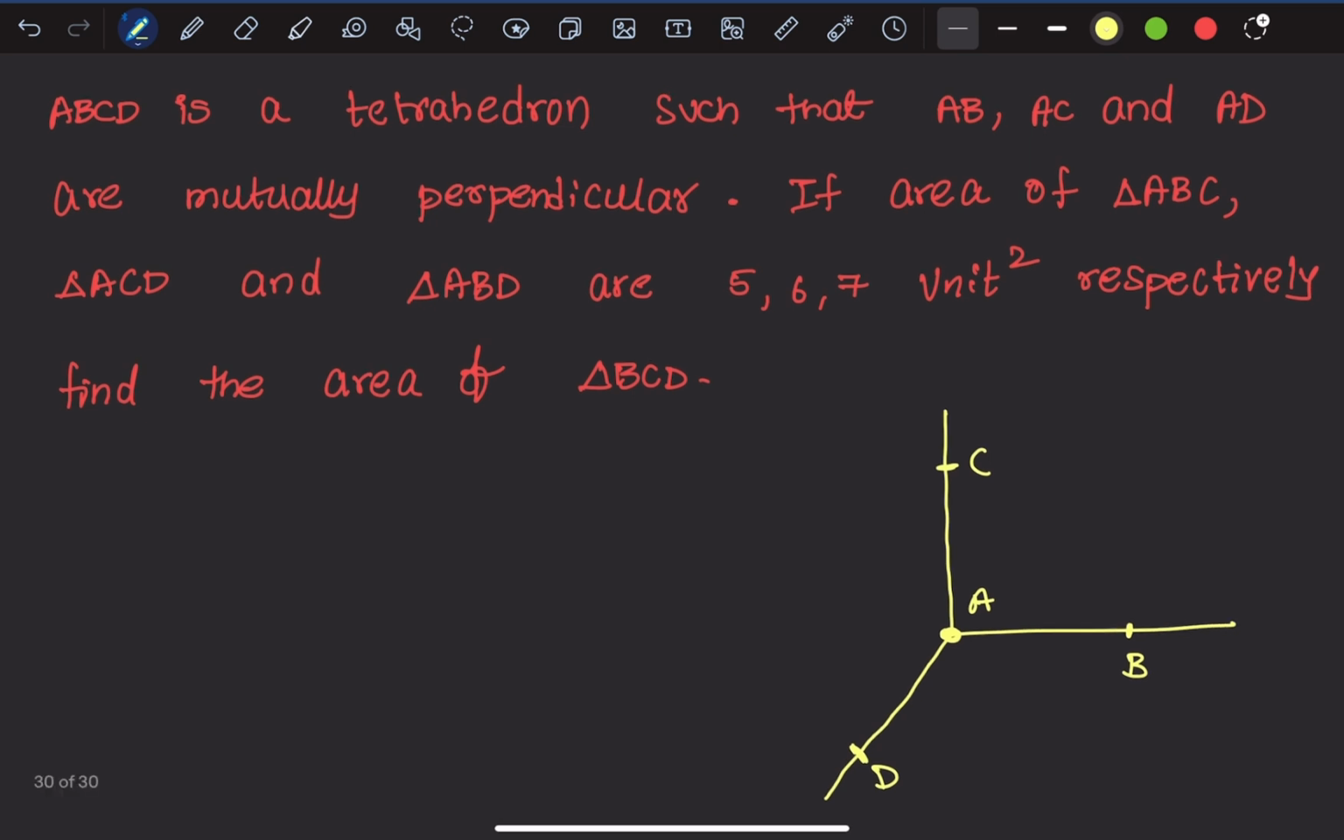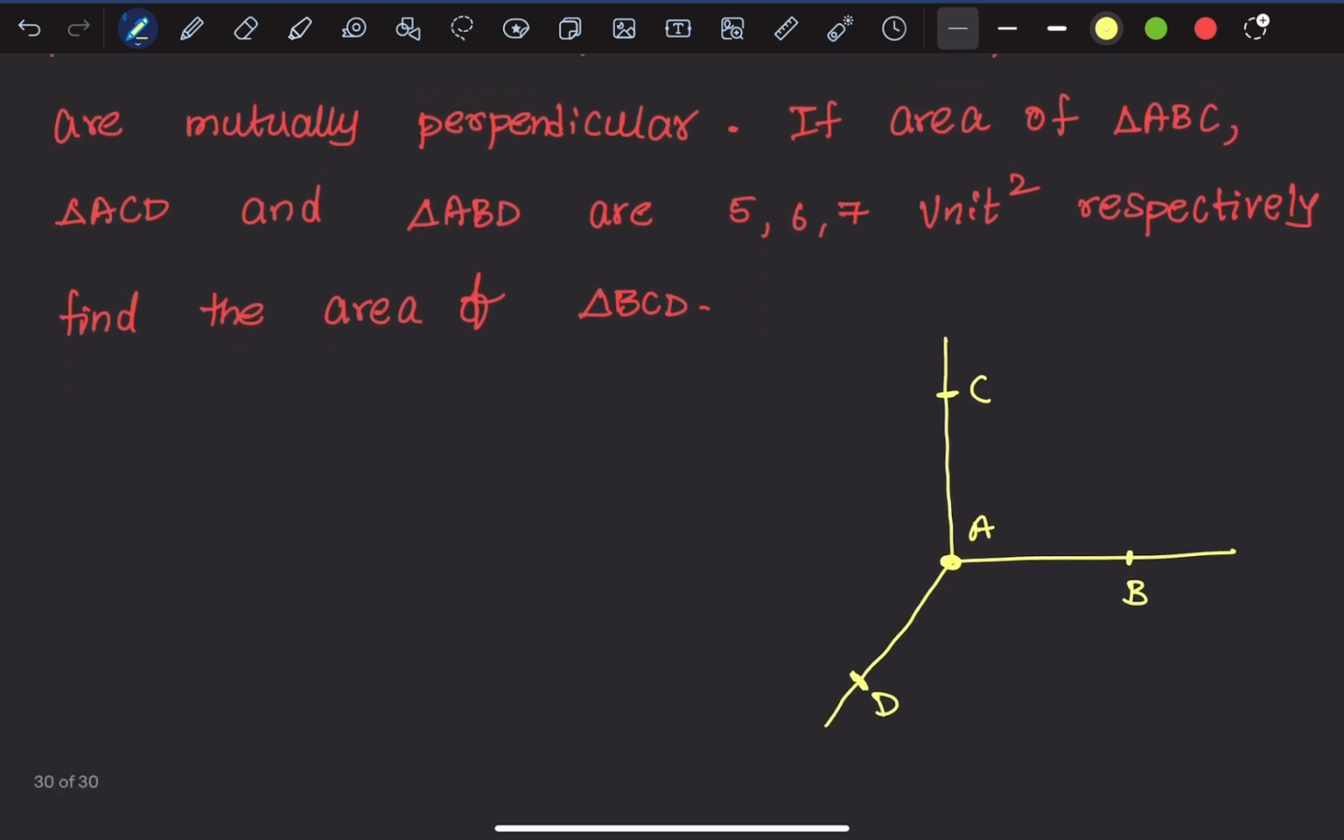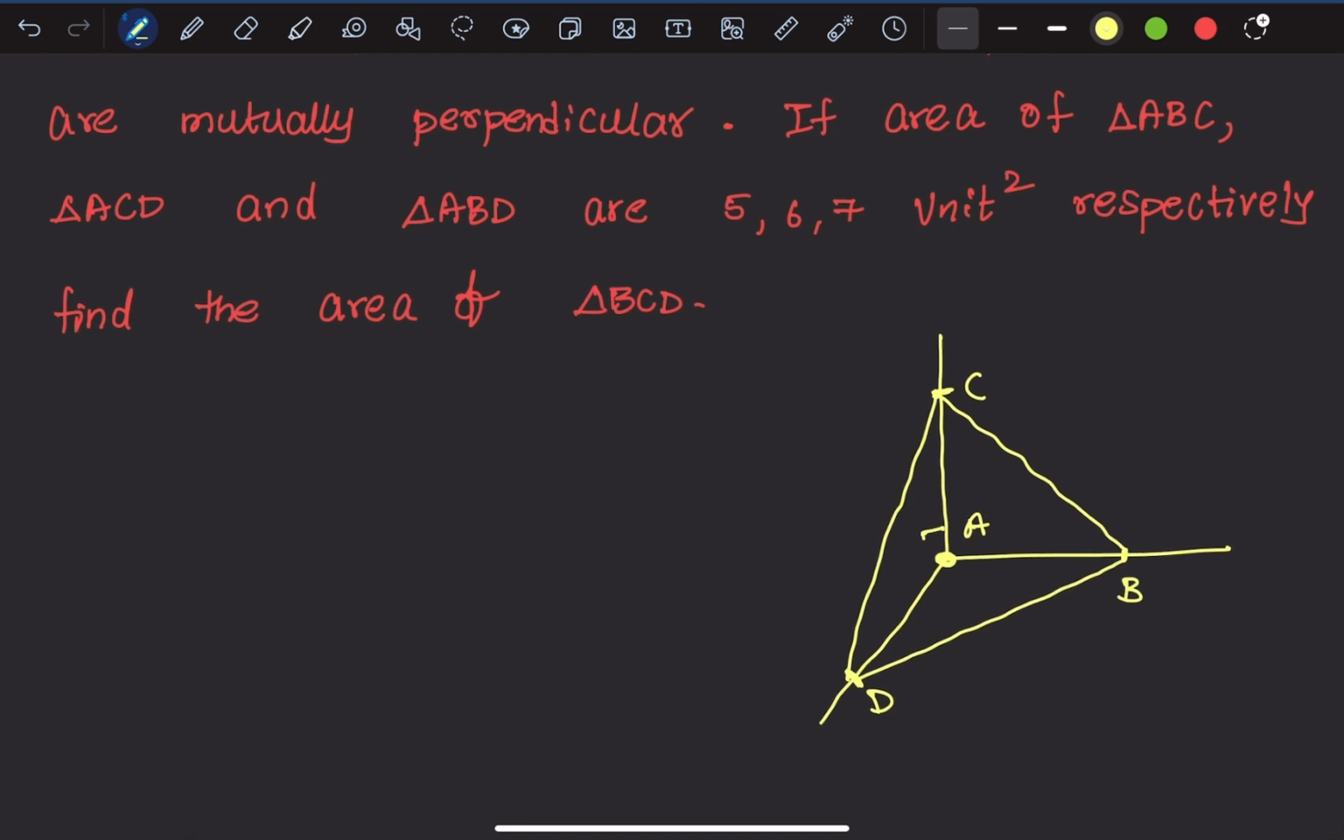Alright. If the area of triangle ABC, which is a right angle triangle, is given, and also the area of triangle ACD, that is also a right angle triangle, and the area of triangle ABD, that is also a right angle triangle. So this is 90, this is 90, this is 90. Now we have to find out the area of triangle BCD.